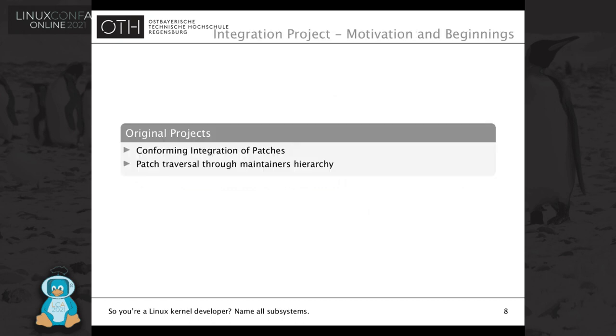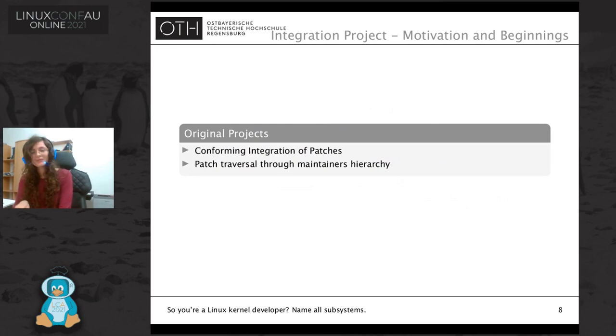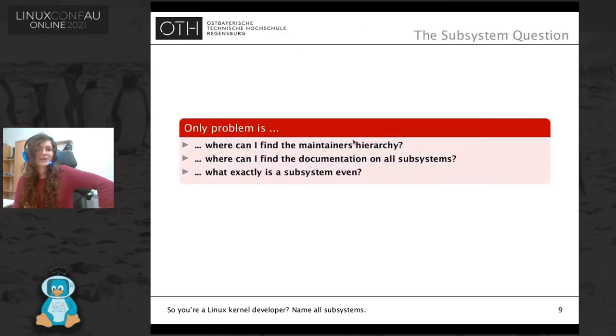And we were all good to go, and these were the projects that we really wanted to work on, and I remember it so well. I walked up to my supervisor and I asked him, okay, I'm so ready to start this. I'm so enthusiastic. Where can I find this maintainers hierarchy and where can I start analyzing it and comparing the patch data to the actual maintainers hierarchy? And that's where it all begins.